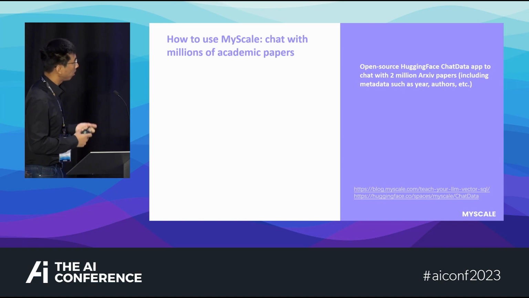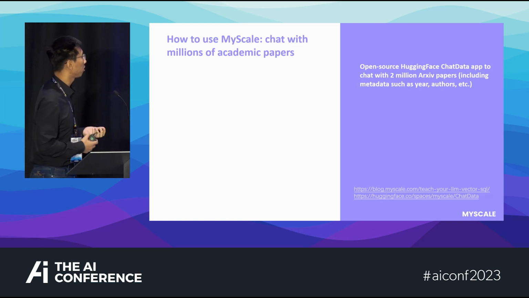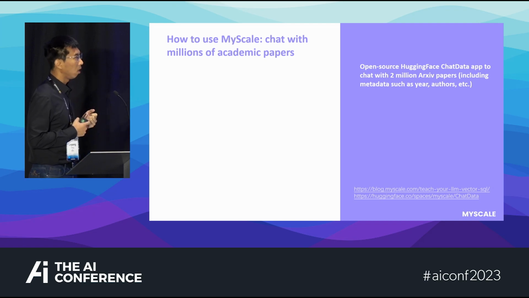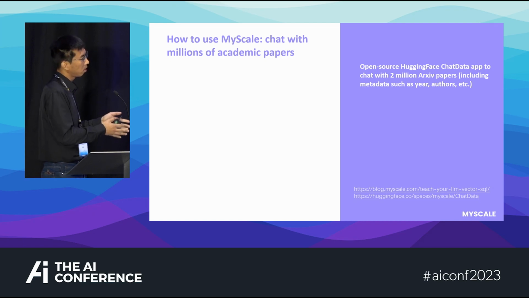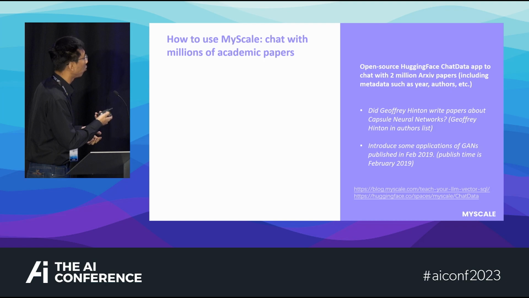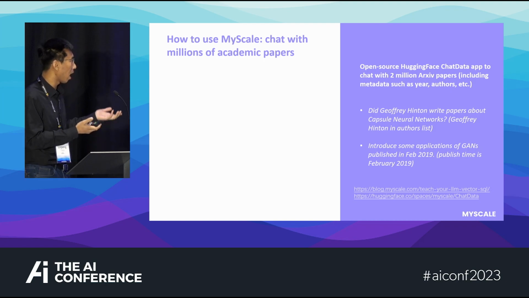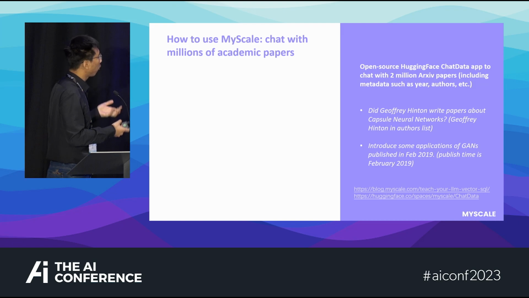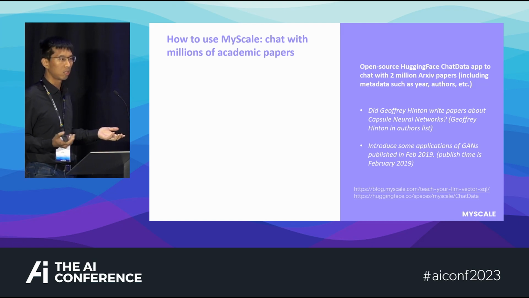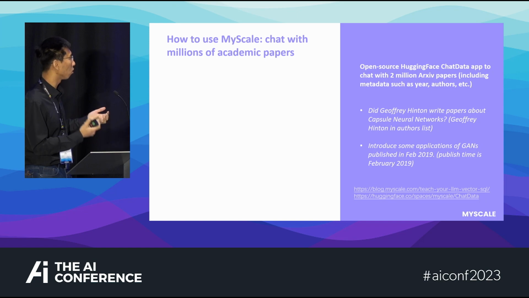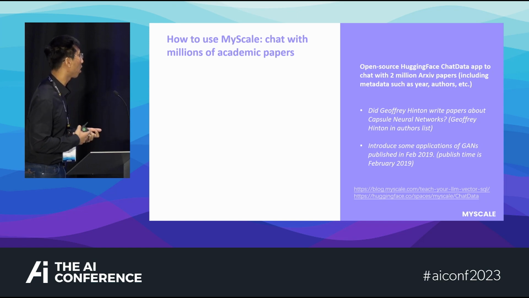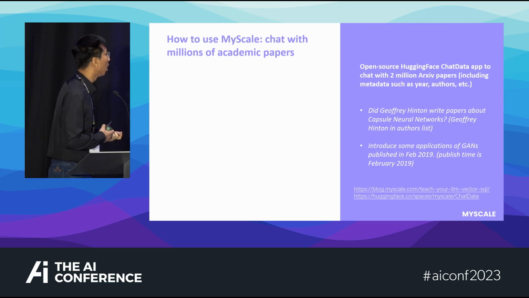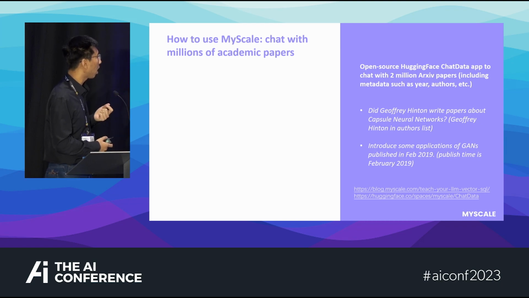Inspired by this idea, we have also built an open source Hugging Face chat data app. We have put about 2 million arXiv paper titles and abstracts into the database. And you can do fancy queries, such as asking the database, did Geoffrey Hinton write a paper about capsule networks? So the paper should be about capsule networks, and Hinton should be in the author list. Or you can ask the database to introduce some applications of GANs published in February 2019. Here you specify the published time should be February 2019.